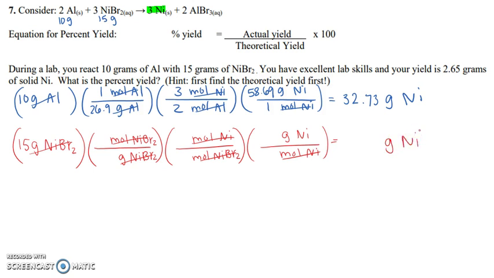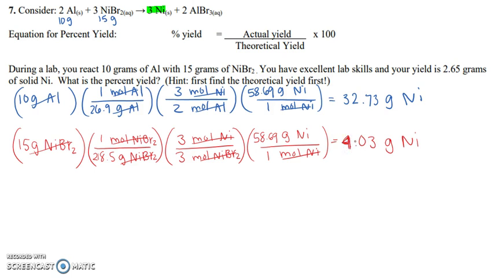Now I can plug in some numbers. For every 1 mole of NiBr2, I need the molar mass, which is 218.5 grams. In my balanced chemical equation, for every 3 moles of nickel, I have 3 moles of NiBr2. And for every 1 mole of nickel, you have a molar mass of 58.69 grams. If you plug it into your calculator, 15 divided by 218.5 times 3 divided by 3 times 58.69, you get an end value of 4.03 grams of nickel.